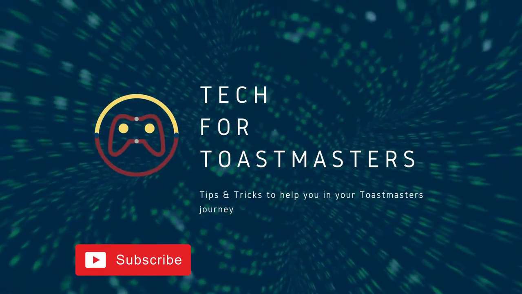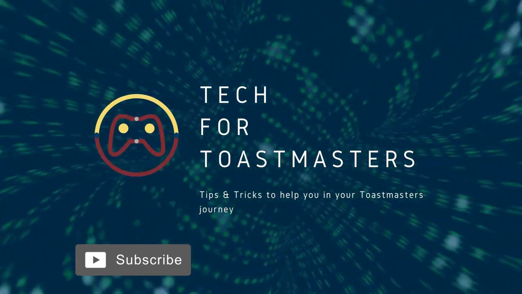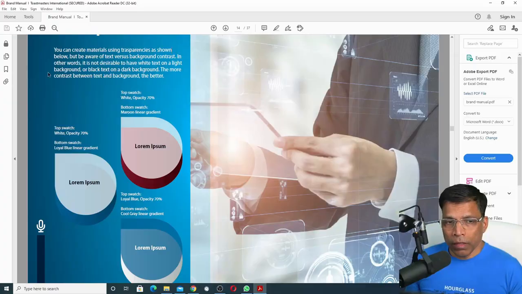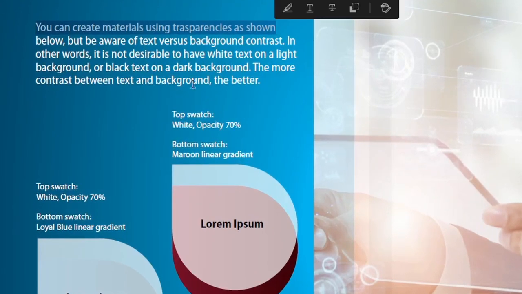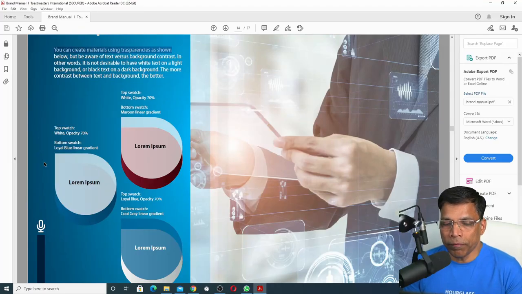We now have the option to use transparencies when creating Toastmasters brand compliant content. But does this mean that we can use any transparencies? Let's find out. The updated brand manual specifies how we can use transparencies in our design. As we can see from the manual, we have the option to use three different types of transparencies.